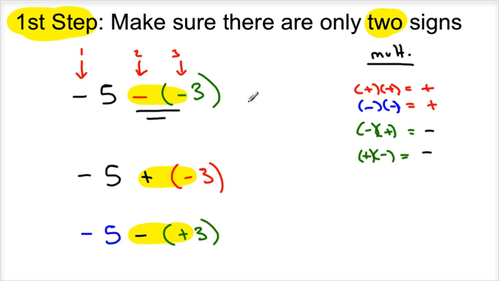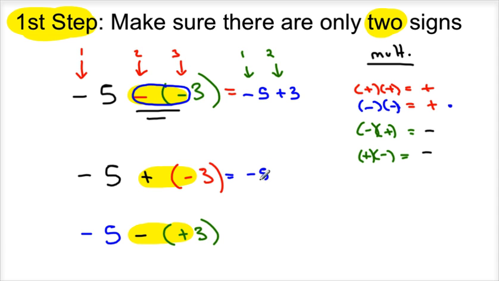So if we look here, we're going to keep our -5, and now what do these 2 signs become? A negative times a negative is a positive, so plus 3. So now my 1, 2, 3 signs just became 1, 2 signs. Okay, so let's get it down to 2 signs, and let's look at our next one.